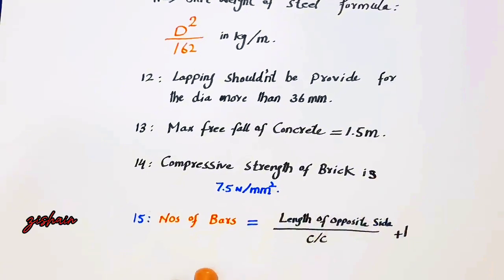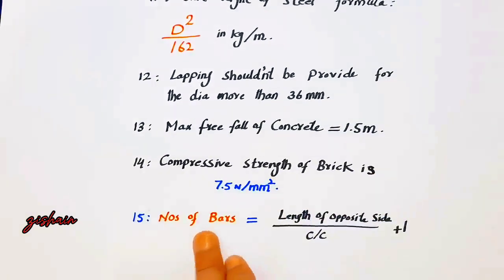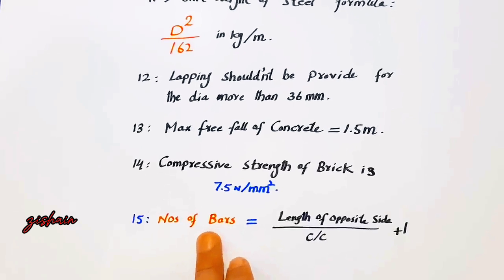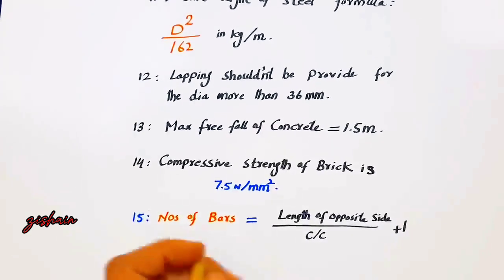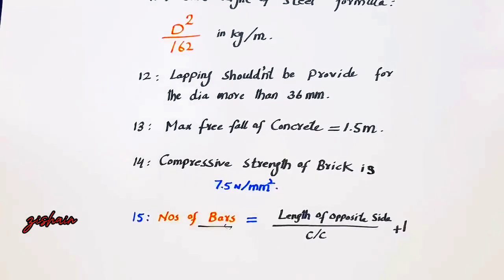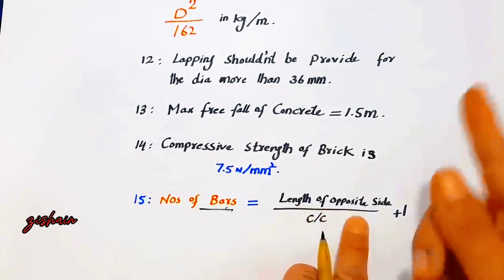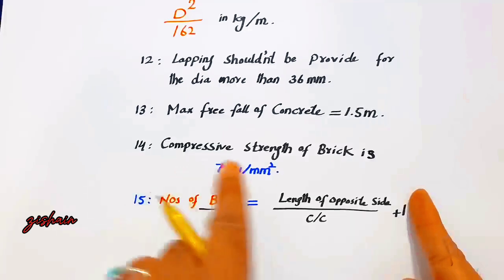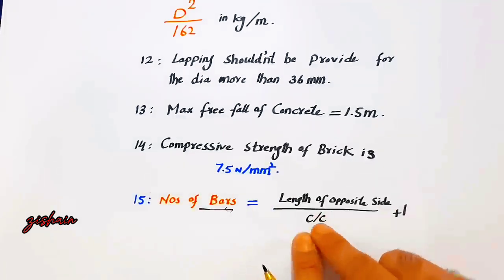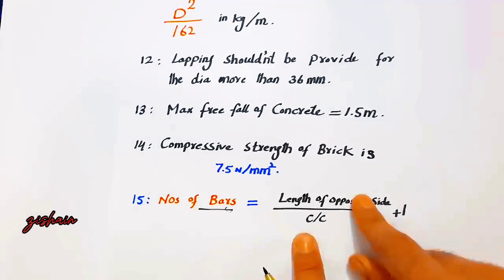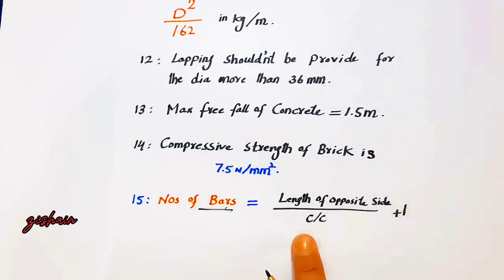Guys, the last one is number of bars. So how can you find the number of bars? For example, in a slab, length of opposite side divided by spacing C/C plus 1, then you can find the total number of steel rods in the slab.